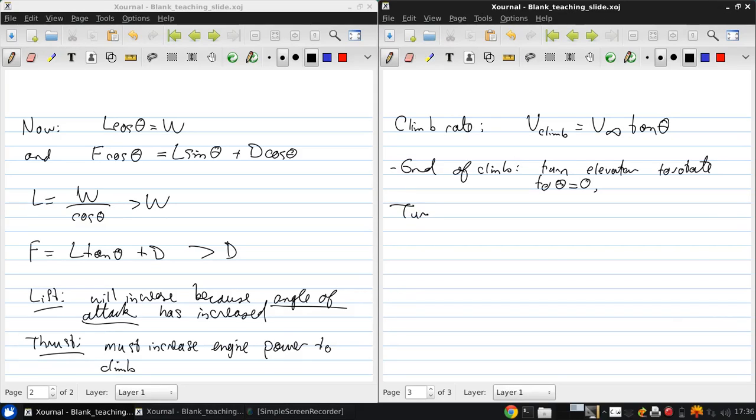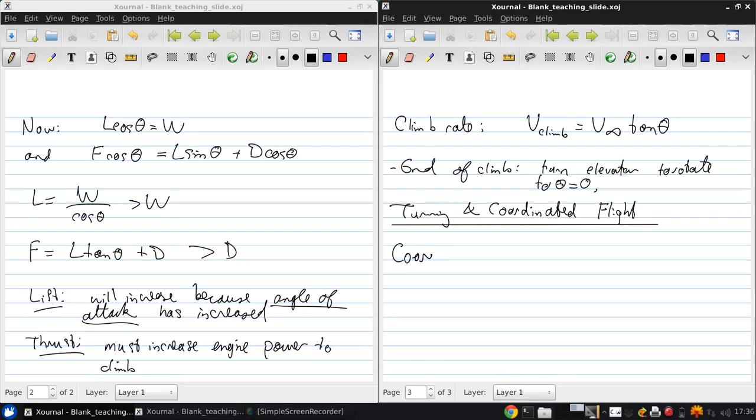Now let's talk about turning and something called coordinated flight. With a few exceptions, such as an aircraft doing aerobatics and sometimes maneuvers that combat aircraft use, generally, airplanes turn in such a way that they maintain what we call coordinated flight.